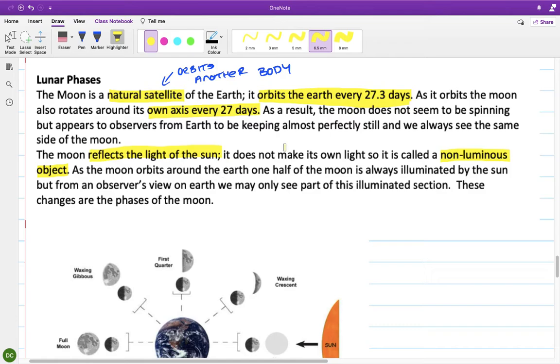Okay, as the moon orbits around the earth, one half of the moon is always illuminated by the sun. But from our view on Earth, we only see part of this illuminated section. And this illumination of the moon by the sun is how we get the phases of the moon. So that's why when you look up at the moon, sometimes it's a half moon, sometimes it's a full moon.